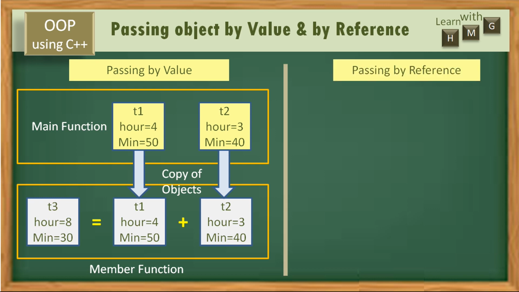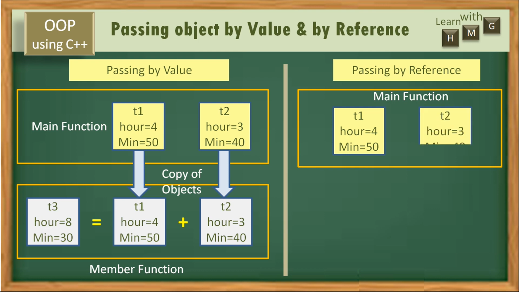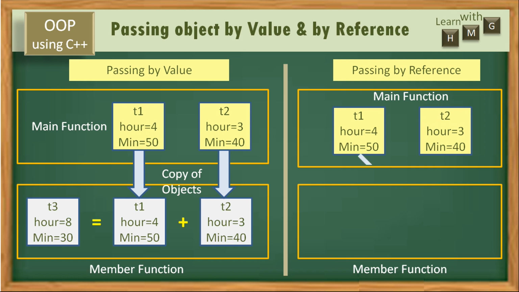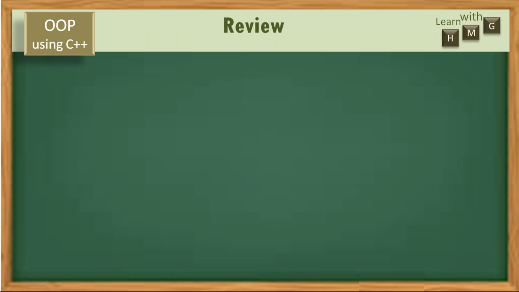In case of passing by reference, in the main function there is object T1, object T2, and in the member function, instead of creating copy, the address of object T1 and address of object T2 are passed as arguments, and using these addresses addition will be performed and the total time will be stored in object T3, which is calling object. So this is the main difference between passing object by value and passing object by reference.